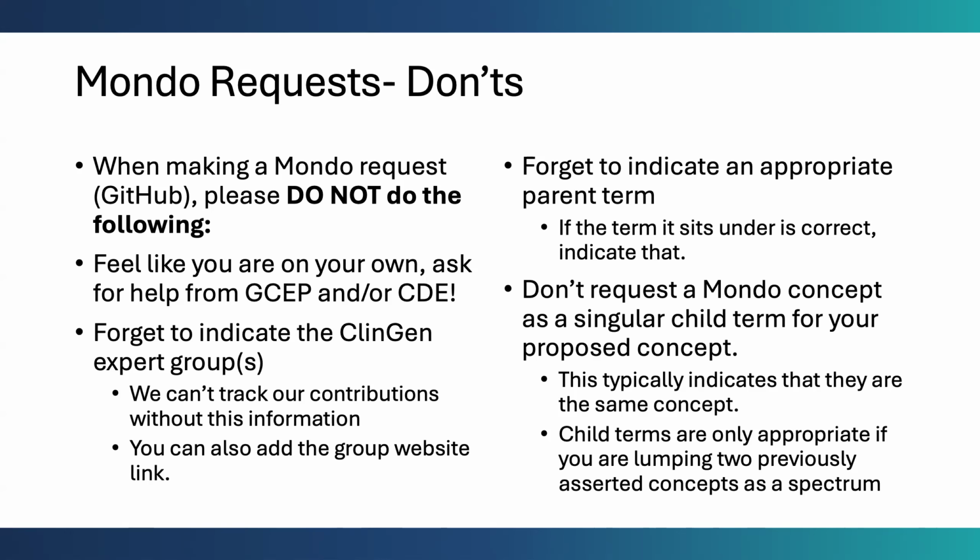Also, don't forget to indicate your ClinGen expert panel group. Really important for us to track how many of the issues within Mondo actually are coming from ClinGen. Also, don't forget to indicate your appropriate parent term. It's really important. And again, it doesn't have to be one. You can have numerous. Just make sure that it is all appropriate, right? Marfan syndrome can go underneath increased height. It can go under aortic aneurysm and dissection. It can go under many different areas. And that's a way to acknowledge that there are different features as part of this syndrome.